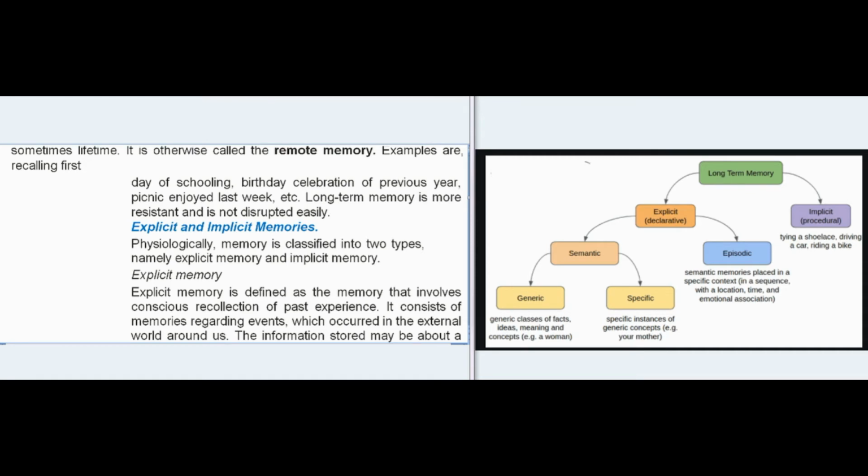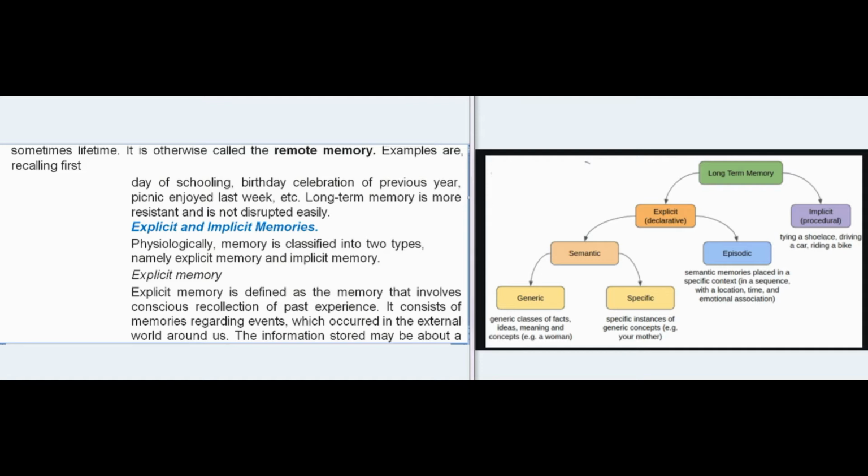Long-term memory. Long-term memory is the recalling of events of weeks, months, years, or sometimes lifetime. It is otherwise called the remote memory. Examples are recalling first day of schooling, birthday celebration of previous year, picnic enjoyed last week, etc. Long-term memory is more resistant and is not disrupted easily.